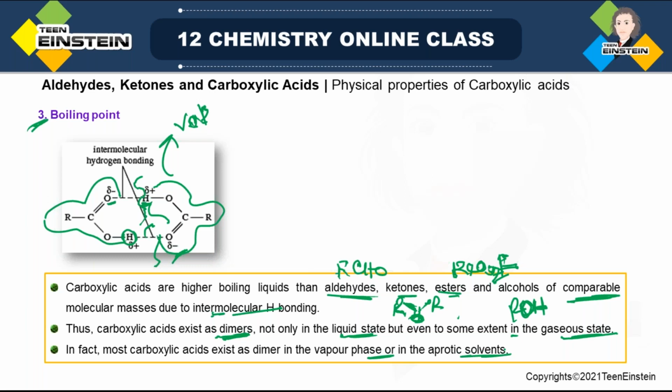Aprotic solvent means where active hydrogen is not present. Now water is protic solvent, and here the hydrogen is directly attached to oxygen, I am talking about water molecule. So they are protic solvent, and in protic solvent, hydrogen bond formation is possible with the solvent molecule. But if the solvent that you have taken is aprotic in nature, hydrogen bond formation with aprotic solvents is not possible. For example, acetone, CH3COCH3.